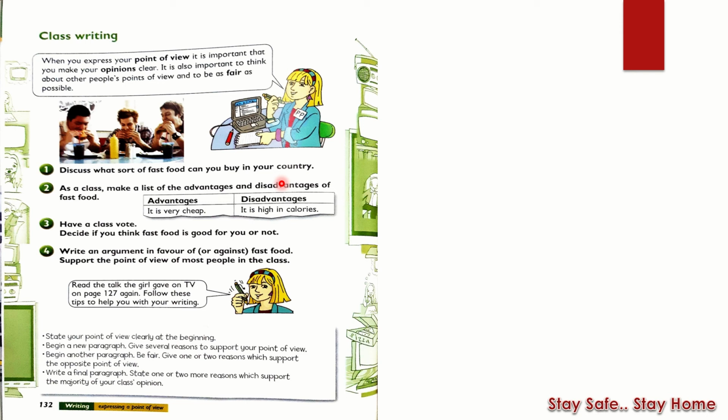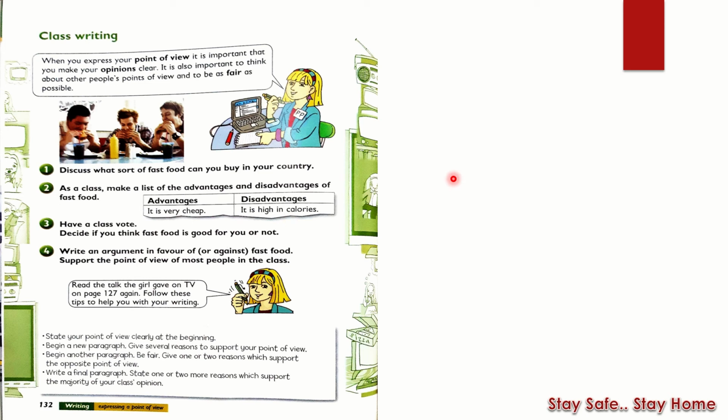Number two, as a class, make a list of advantages and disadvantages of fast food. I think we are familiar with advantages and disadvantages. Advantages are the good side of something, disadvantages the bad side of it. So, what are the good sides of fast food, and what are the bad sides of fast food? Let's look at the example here. Advantages: it is very cheap. So we all agree that fast food is very cheap. Disadvantages: it is high in calories. It has a lot of calories for your body, okay?